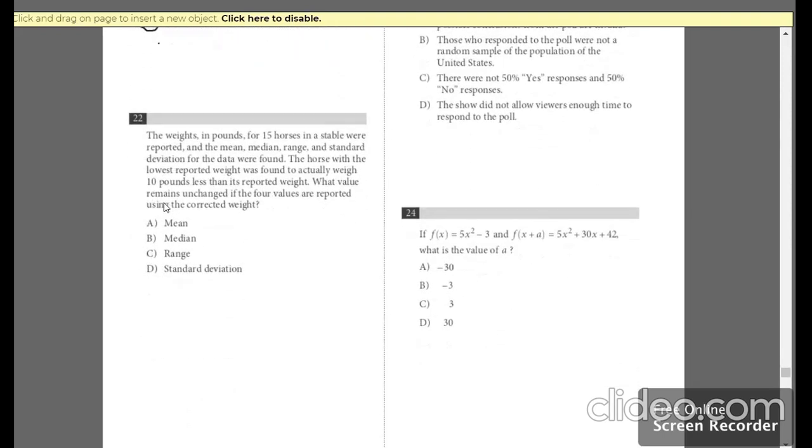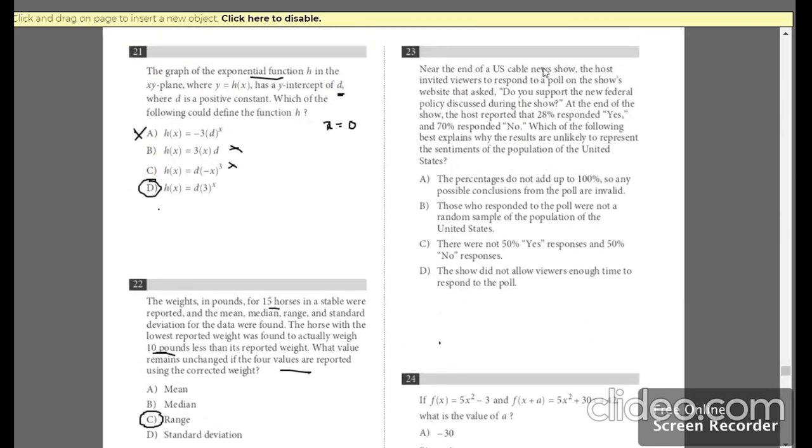Now moving on to question number 22. The weights in pounds for 15 horses in a stable were reported, and the mean, median, range, and standard deviation for the data were found. The horse with the lowest reported weight was found to actually weigh 10 pounds less than reported. Which value remains unchanged if the values are reported using the correct weight? So the actual weight is less than reported. I think the range, since it's going to be a little bit farther, so I can say the range. Moving on to the next.